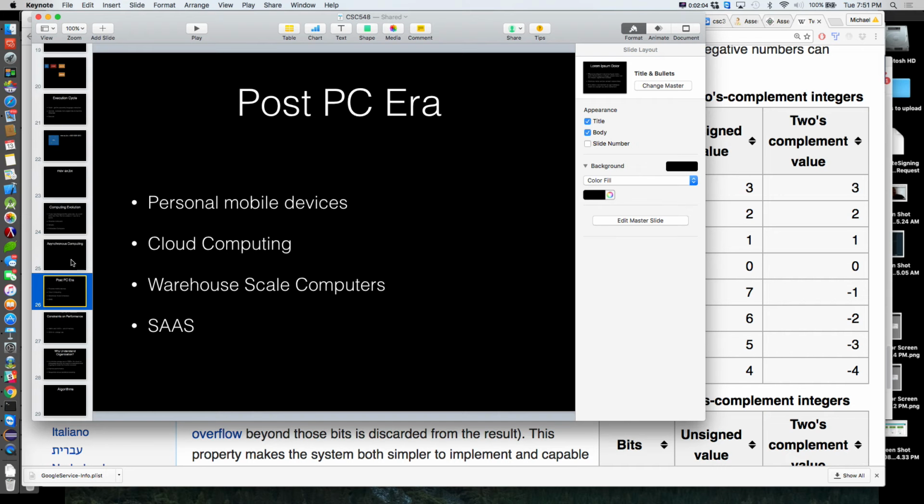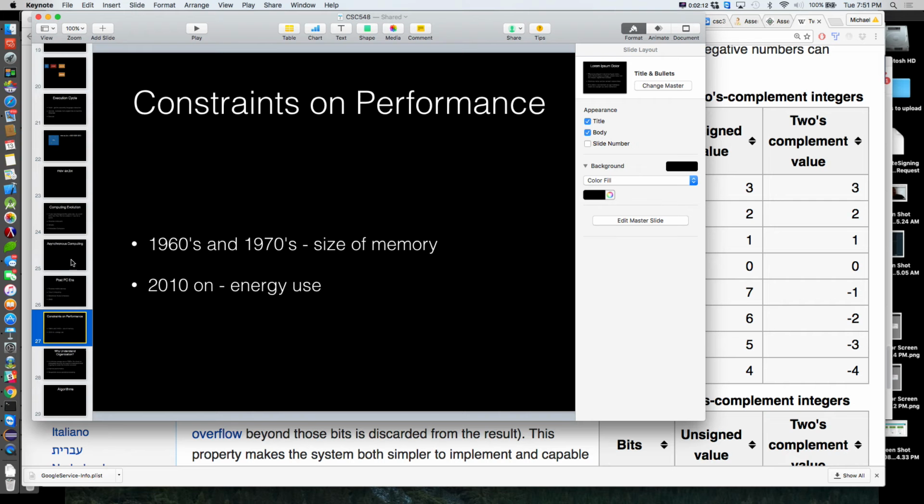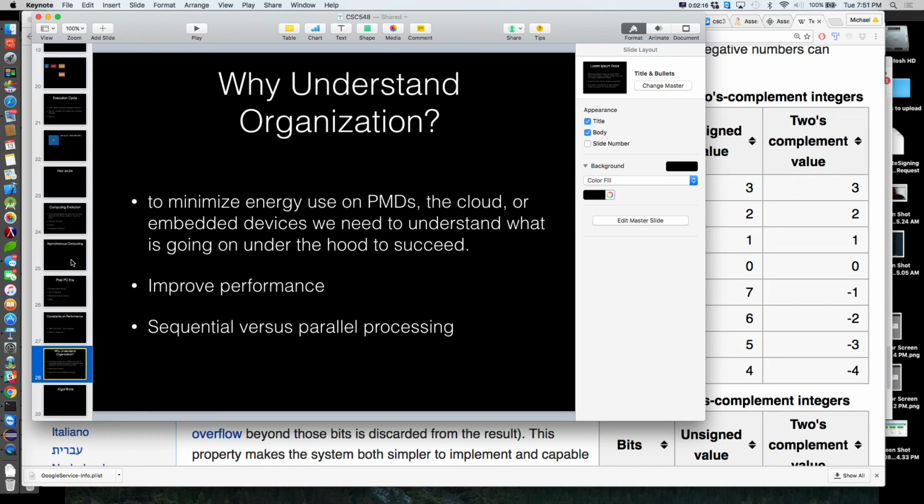Now, we don't really need to spend any time on this one. We all appreciate that computers are more than just a laptop or a desktop. They're all around us. We've talked about the constraints on performance ad nauseum. So, why do we want to understand organization? Well, we've talked about sequential versus parallel. We've talked about some of the different things that go into this stuff and why understanding what's happening under the hood is important for us to, if nothing else, make good decisions as consumers.